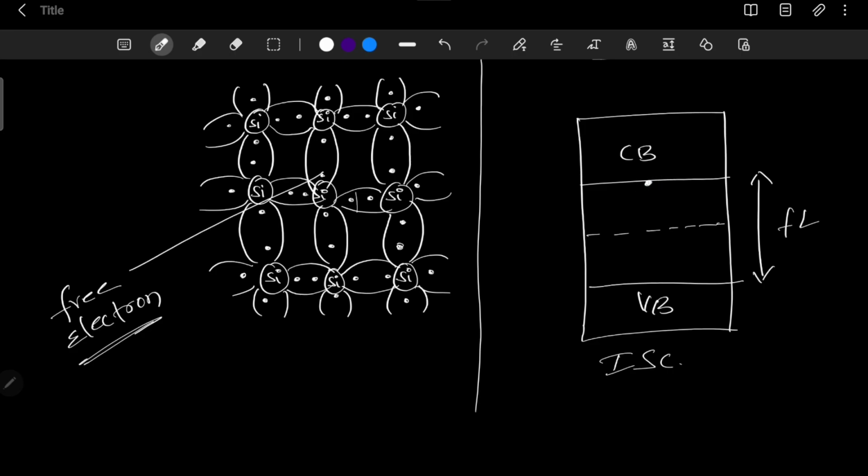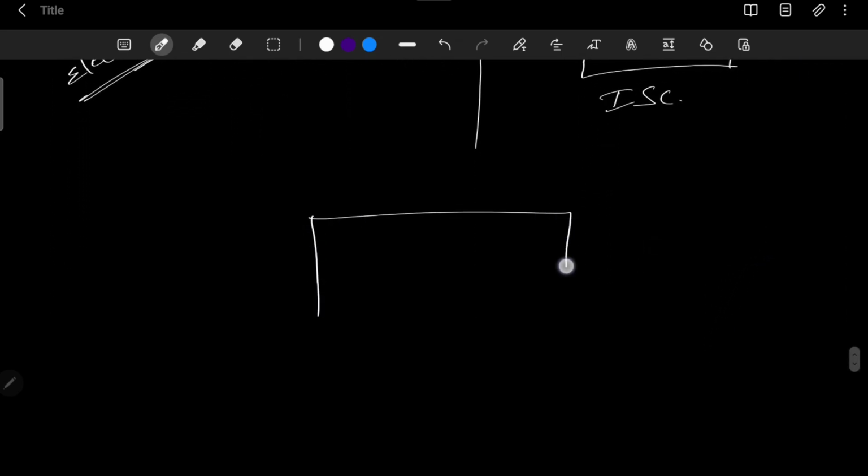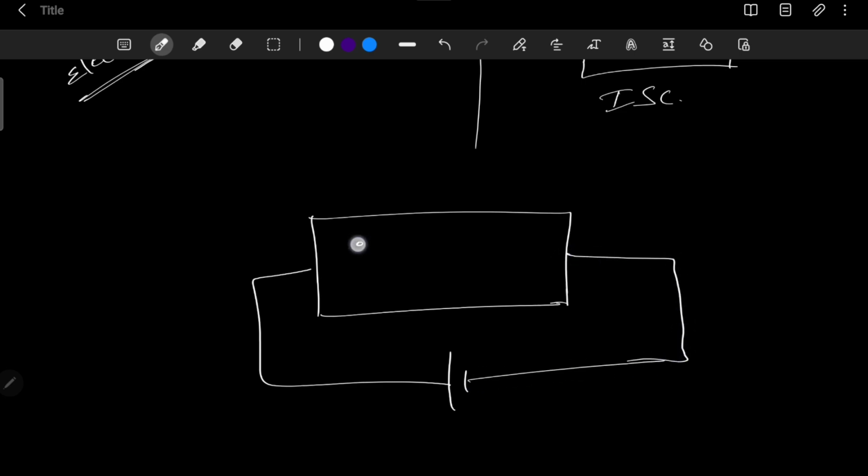Now we will see what will happen if we apply some electric field to the intrinsic semiconductor. So here I am drawing one junction, and I am applying some external field. These are the holes, and down here these are the electrons.